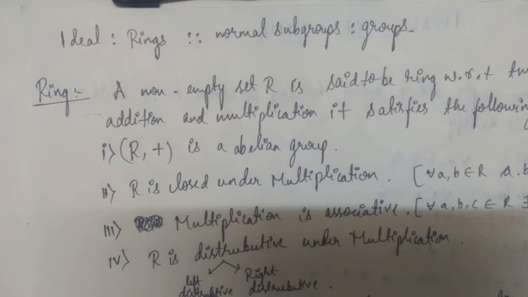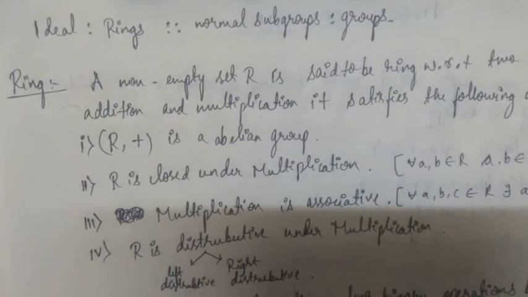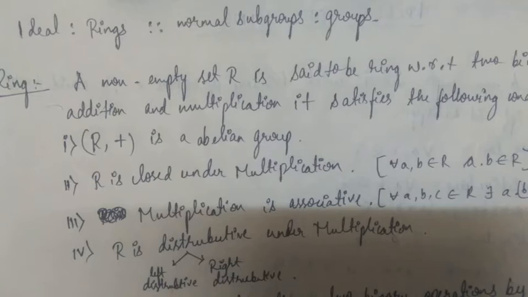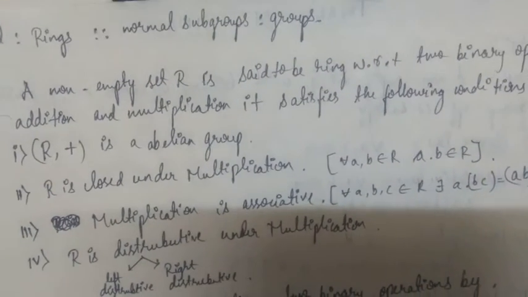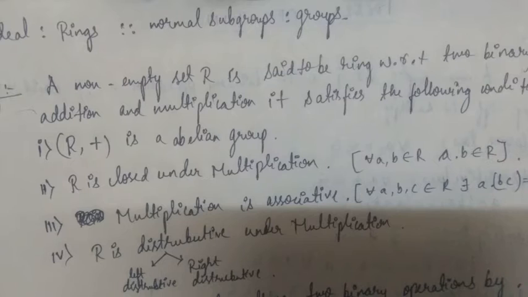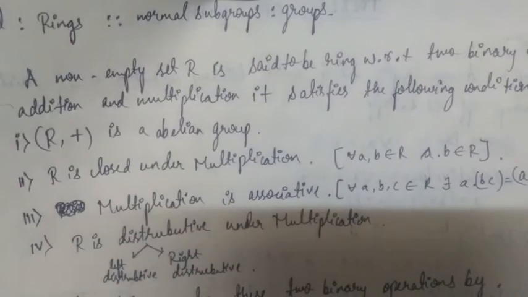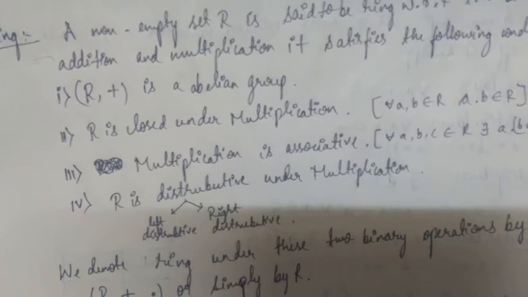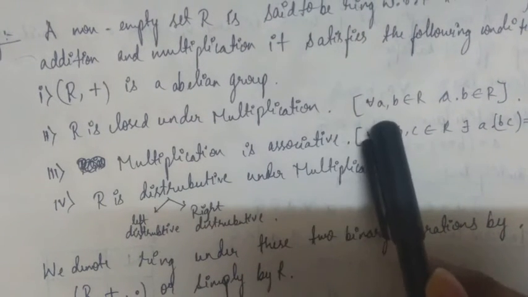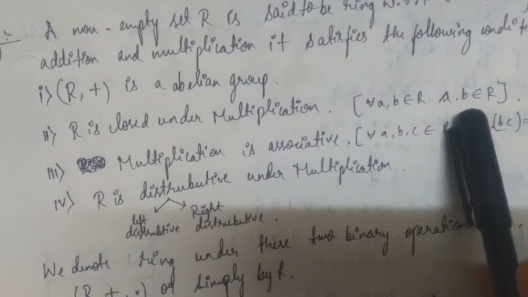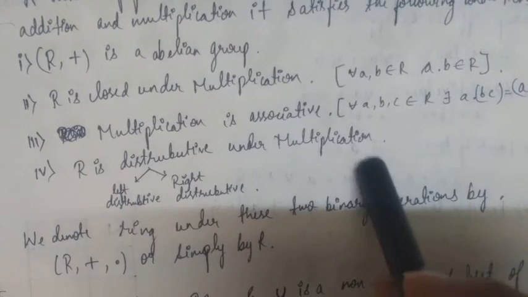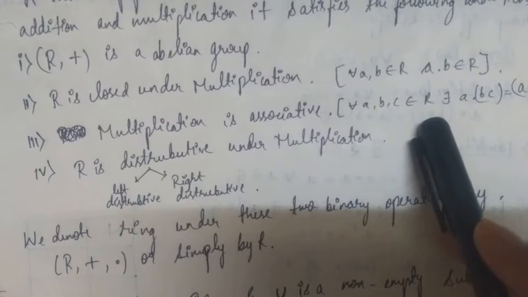I think I have not mentioned rings anywhere, so let's see what rings are. A non-empty set R is said to be a ring with respect to two binary operations, that is addition and multiplication, if it satisfies the following conditions. R is an abelian group under addition. R is closed under multiplication: for all a, b belongs to R, a star b belongs to R.